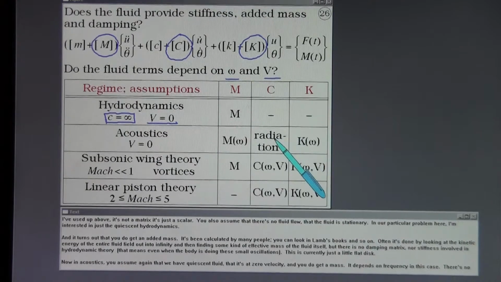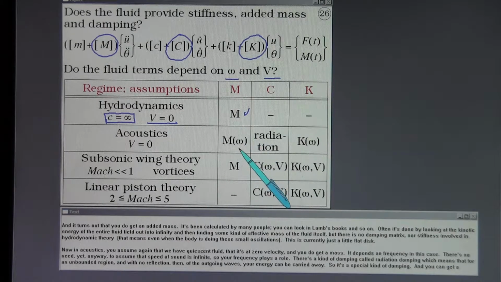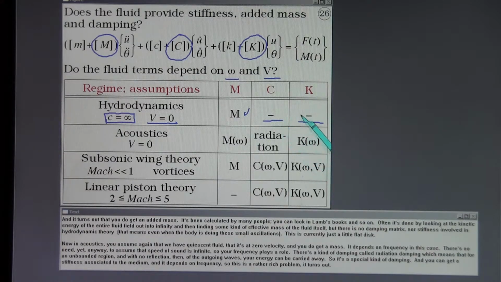And it turns out you do indeed get an added mass. That's been calculated by many people. You can look in Lamb's books and so on, and often it's done by looking at the kinetic energy of the entire fluid field out to infinity and then finding some kind of an effective mass of the fluid itself. But there is no damping matrix nor stiffness involved in hydrodynamic theory. And that means even when the body is doing these small oscillations. Now this is currently just a little flat disc.